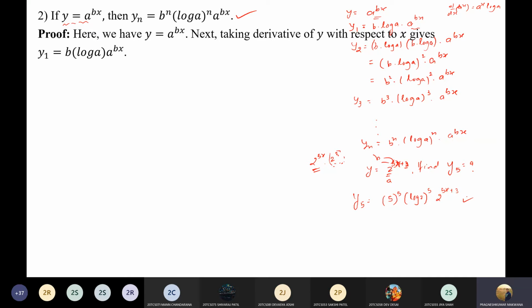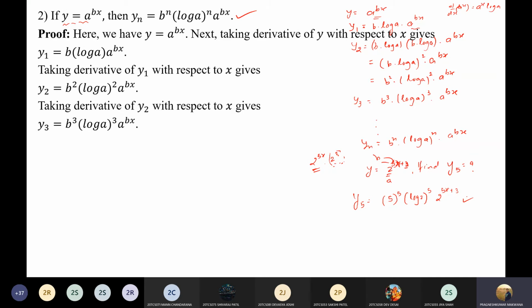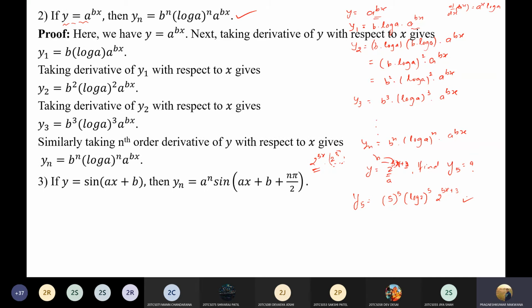So same thing, the proof is given here. Yes, next function. If y is equal to sine of ax plus b, then yn is equal to a raised to n sine of ax plus b plus n pi by 2. So how can you solve this one? Any idea regarding this?